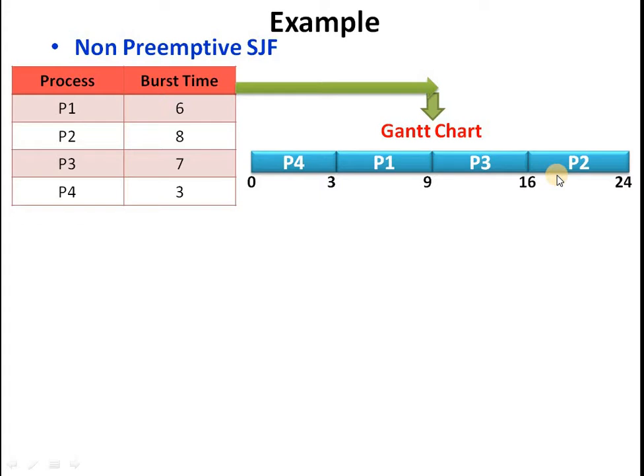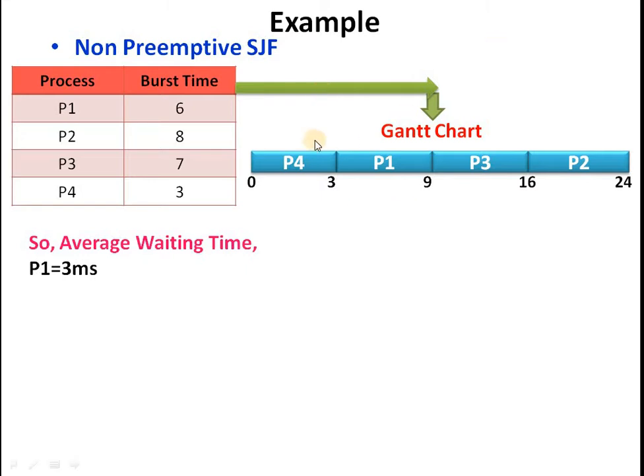As you see in the Gantt chart, the process P4 will be picked up first as it has the shortest burst time. After that, P1 followed by P3 and last is P2. Now we will calculate the average waiting time and turnaround time.